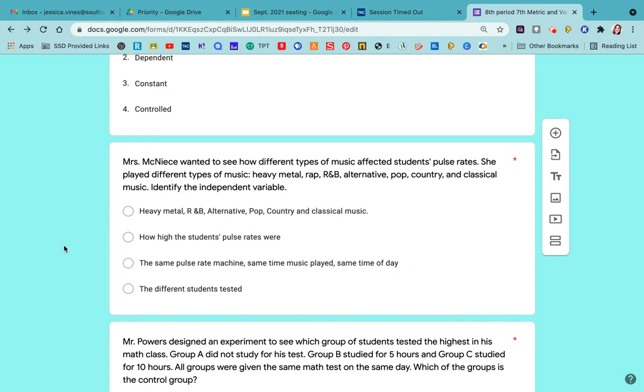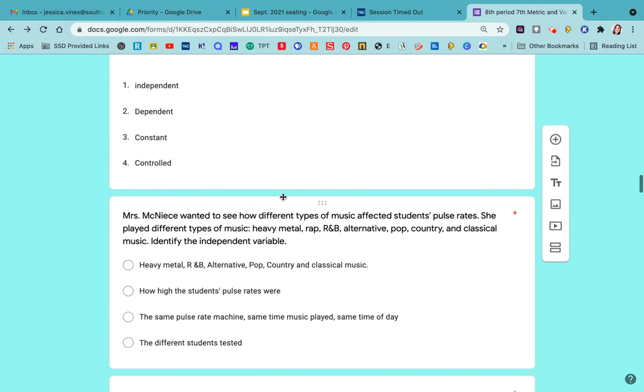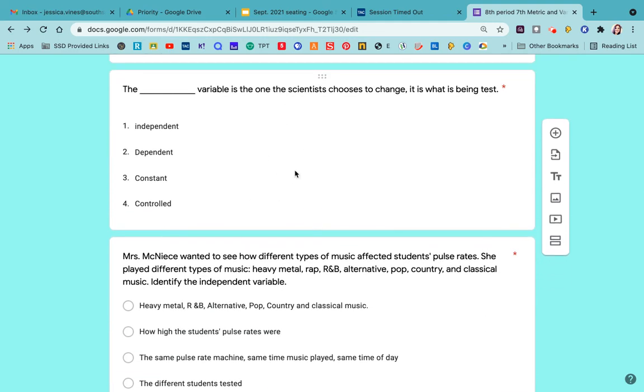Mrs. McNeese wanted to see how different types of music affected students' pulse rates. She played different types of music: heavy metal, rap, R&B, alternative, pop, country, and classical music. Identify the independent variable. Is it heavy metal, R&B, alternative, pop, country, and classical music? How high the students' pulse rates were. The same pulse rate machine, same time music played, and same time of day the different students tested. Which one of these is the independent variable? Remind yourself up here what the independent variable does.